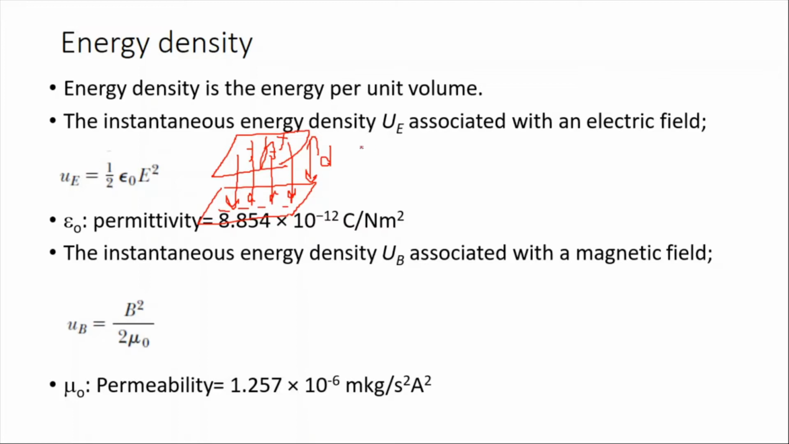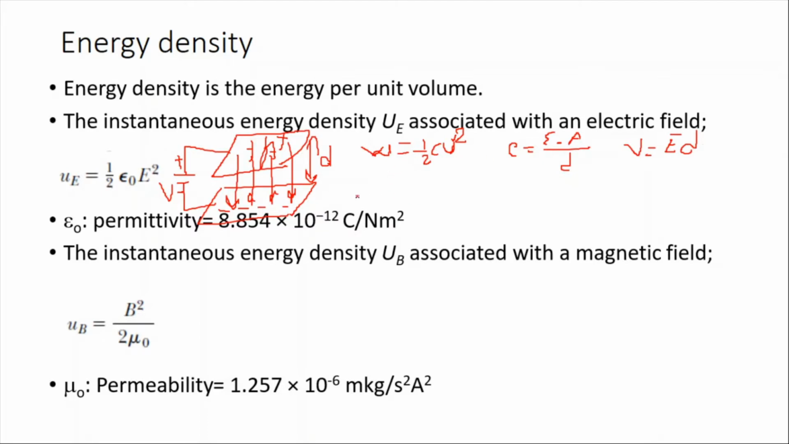Now we know that the energy stored in a parallel plate capacitor is equal to 1 over 2 C V square. V here is the potential difference, and C is the capacitance. We also know that the capacitance of a parallel plate capacitor is C equal to epsilon 0 A over D. Assume it is connected to a voltage source of V, and V is equal to E times D. E is the electric field between the plates, and D is the distance between the plates.